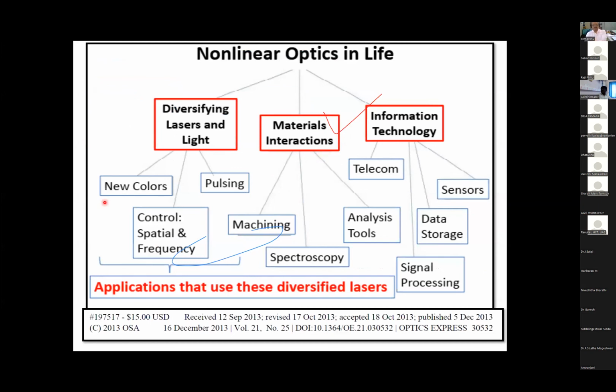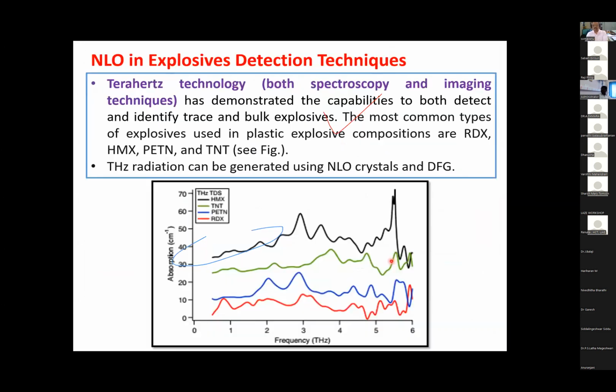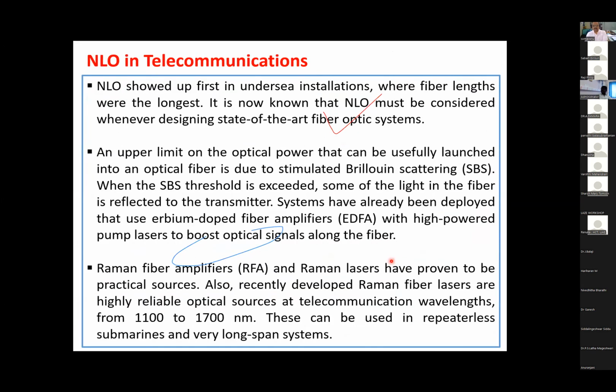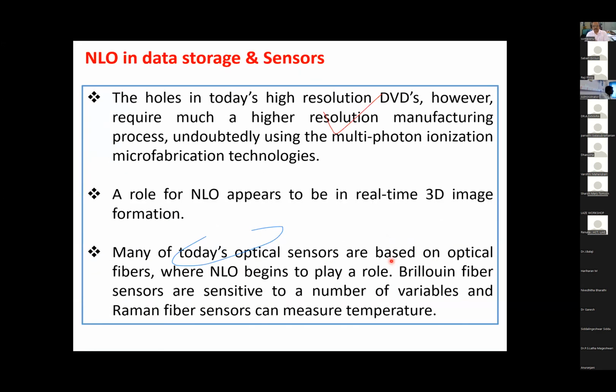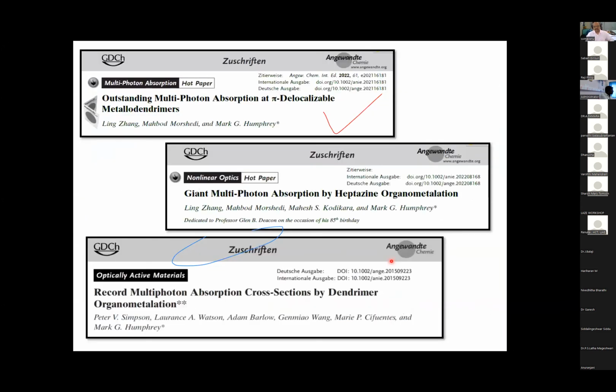Then you have applications in new frequency generation, pulsing, micromachining, a huge area of nonlinear optics, spectroscopy, telecommunication applications, sensors, data storage, signal processing, a variety of applications one can think of. Terahertz generation for sensing, we do a little bit of. I do not have time to go into this, so I'll skip this part. There are many applications of nonlinear optics in day-to-day life, right? New materials are being discovered.